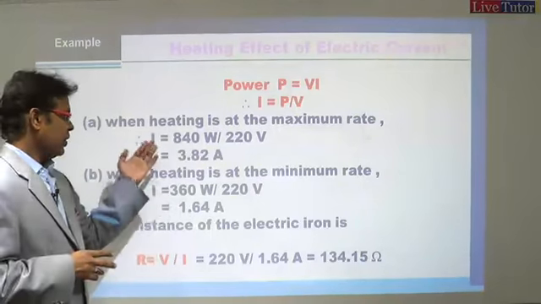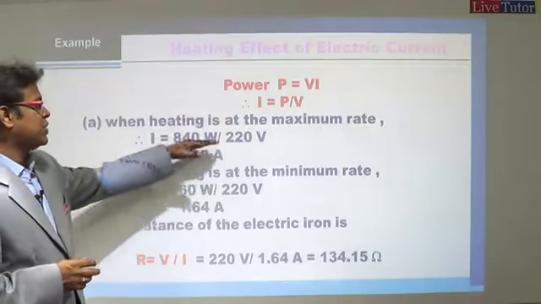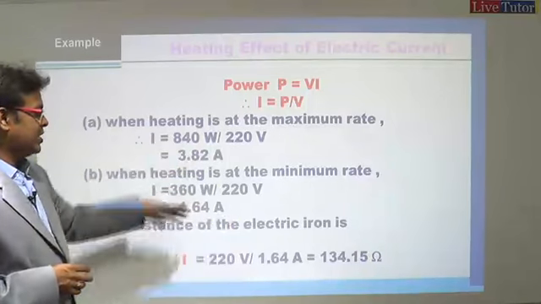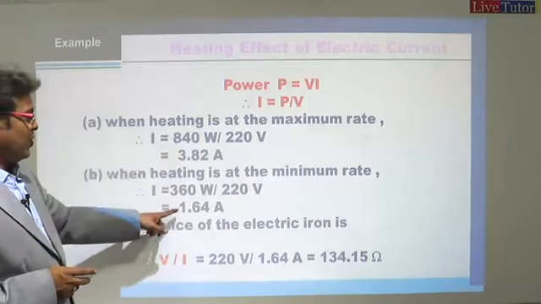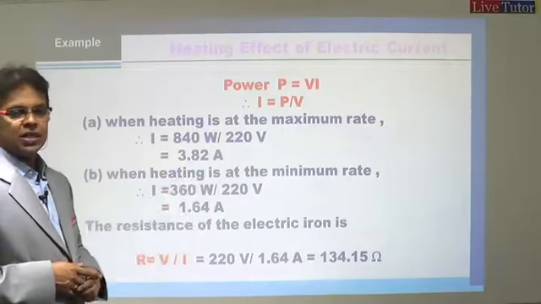Now, the same formula only we are using for maximum and minimum rate. 840 by 220, here 360 by 220, so that we are getting the different currents. Now we can notice one thing. By these two answers, what do you understand?